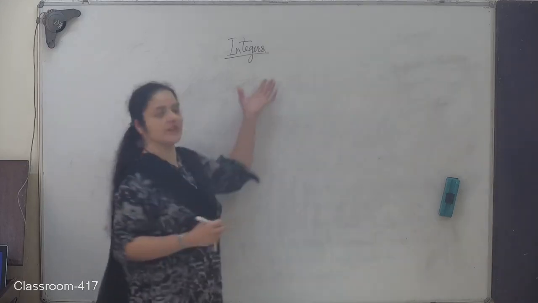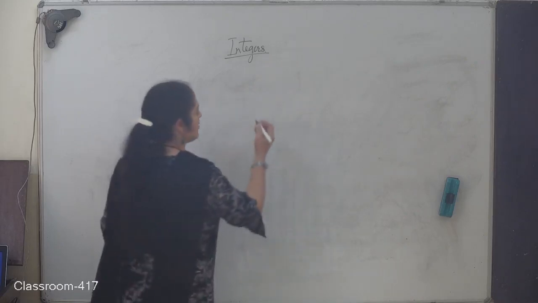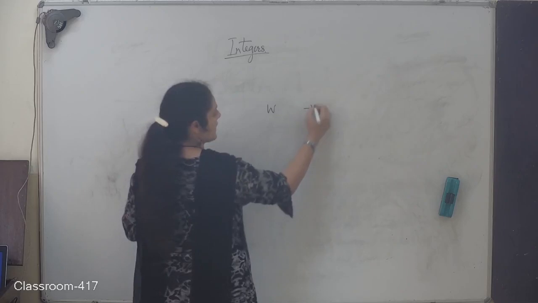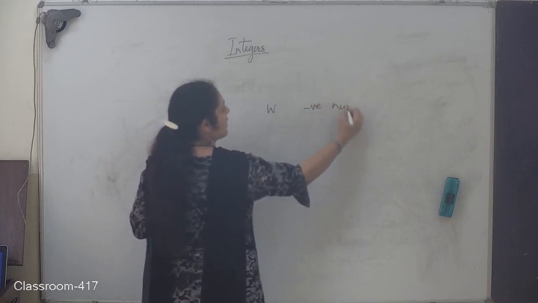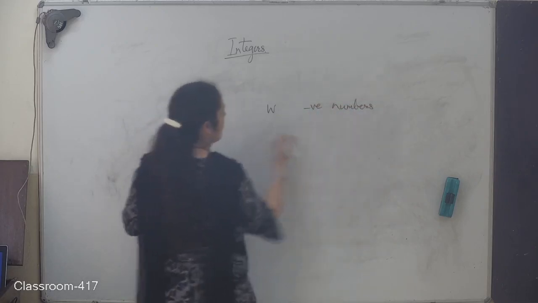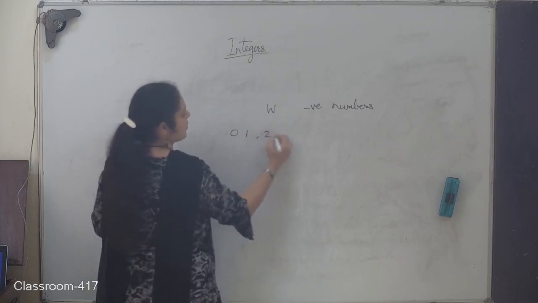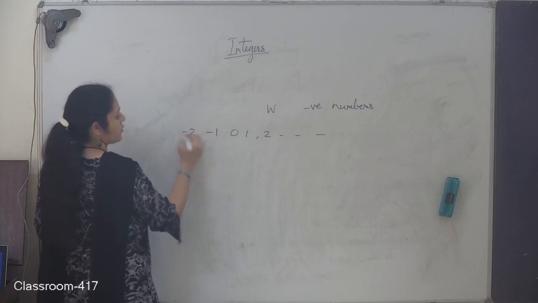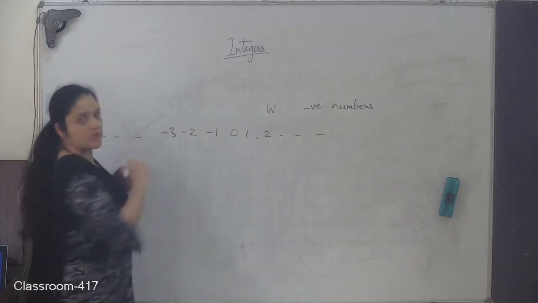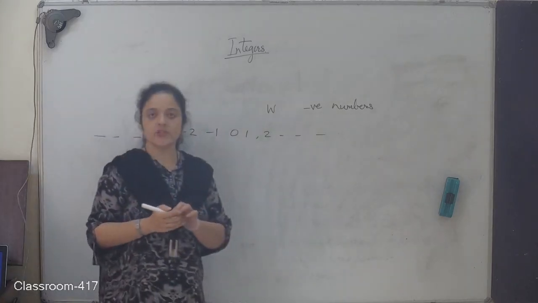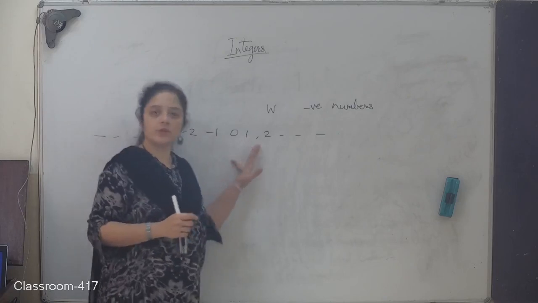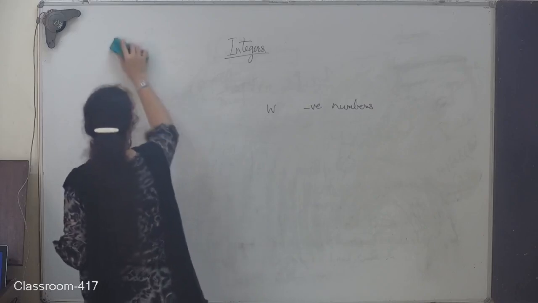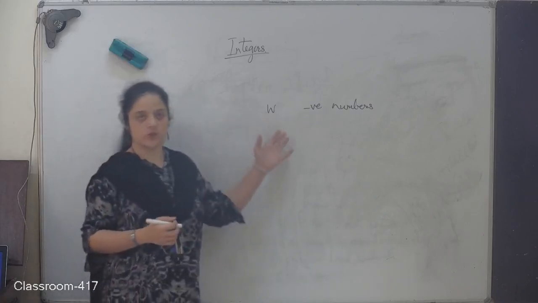Now integers were the set of numbers which consist of whole numbers and negative numbers. That means all the numbers like 0, 1, 2, and so on up to infinity, and -1, -2, -3, and so on, are known as integers. And this is a very, very important set of numbers which we started in 6. So we will just quickly revise what we did.